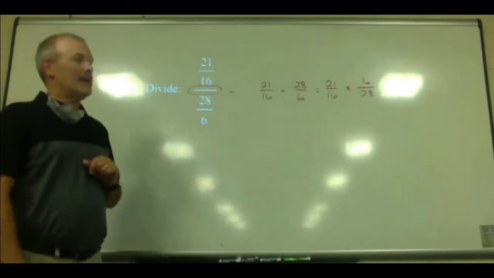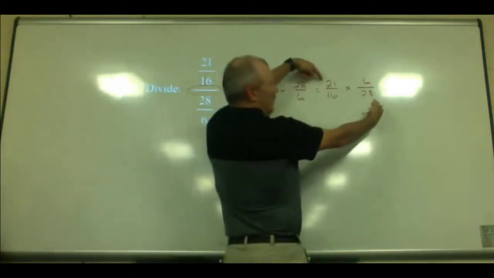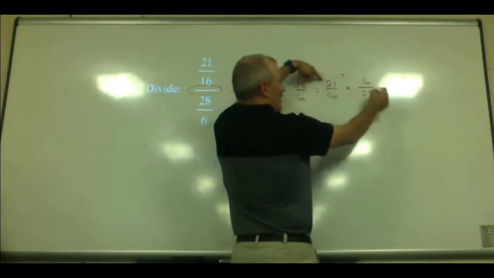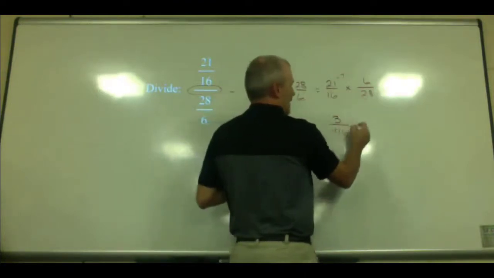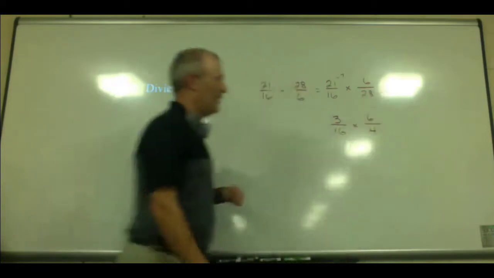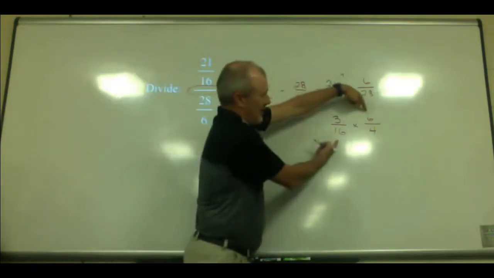Okay? Now, if we want to do our reducing, do we see anything that we can reduce both of these by? Yes, 7. So that's going to become 3 and 16. And 28 divided by 7 is 4. So we've got those corners. Can we reduce these two by anything?